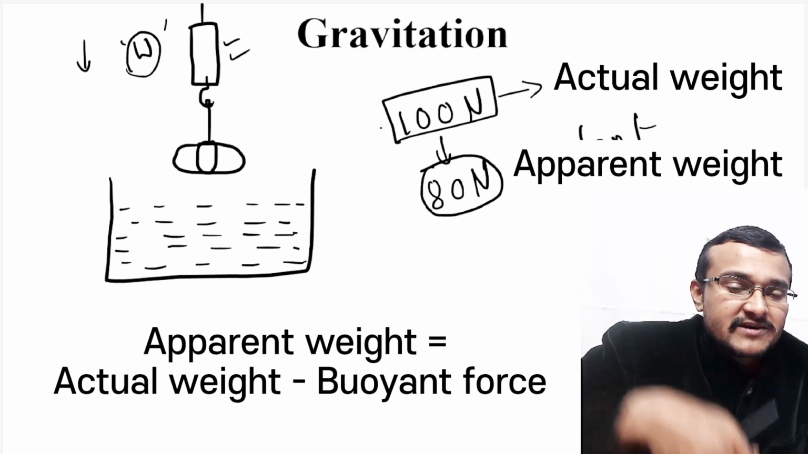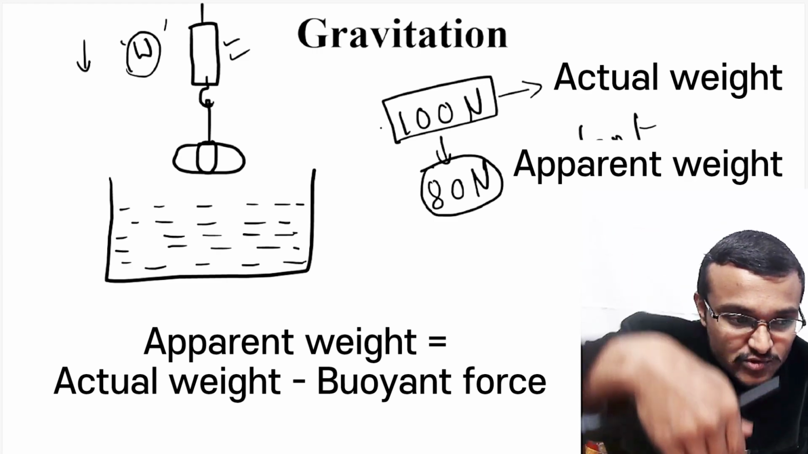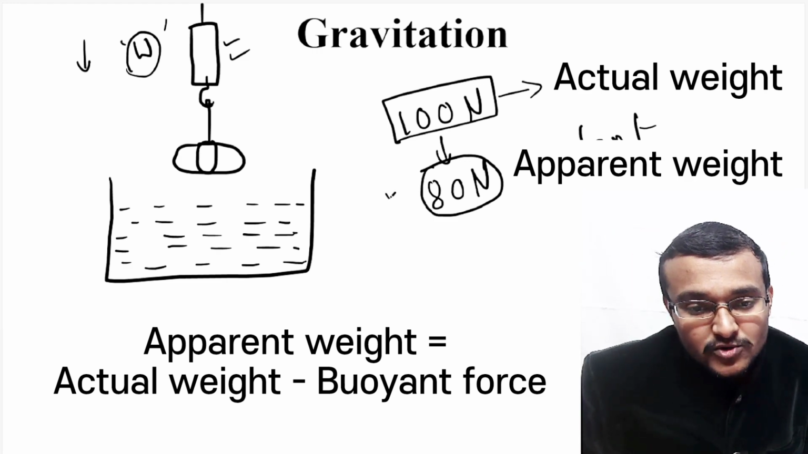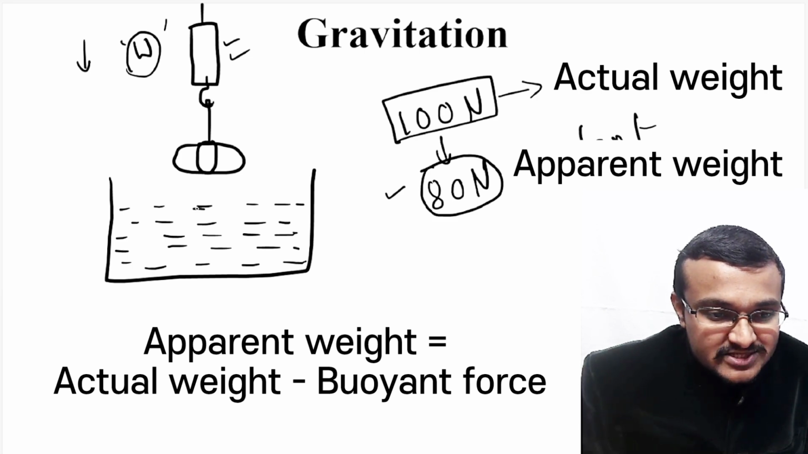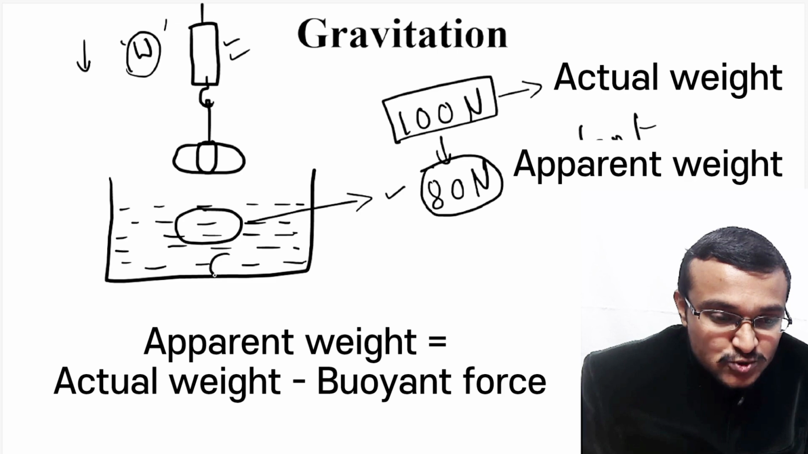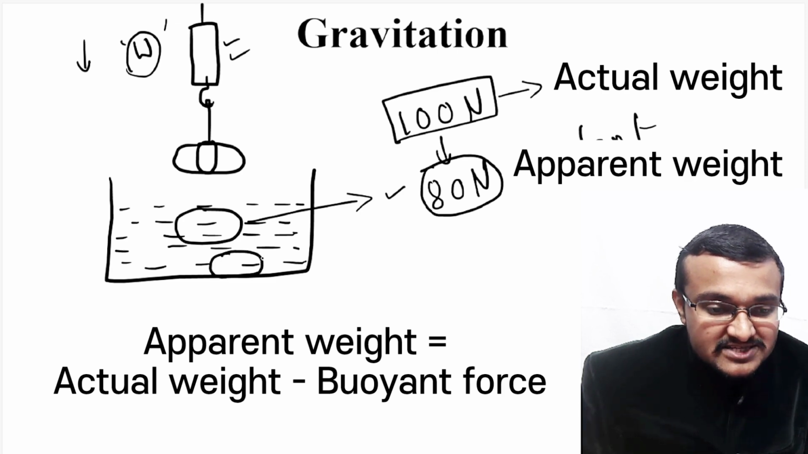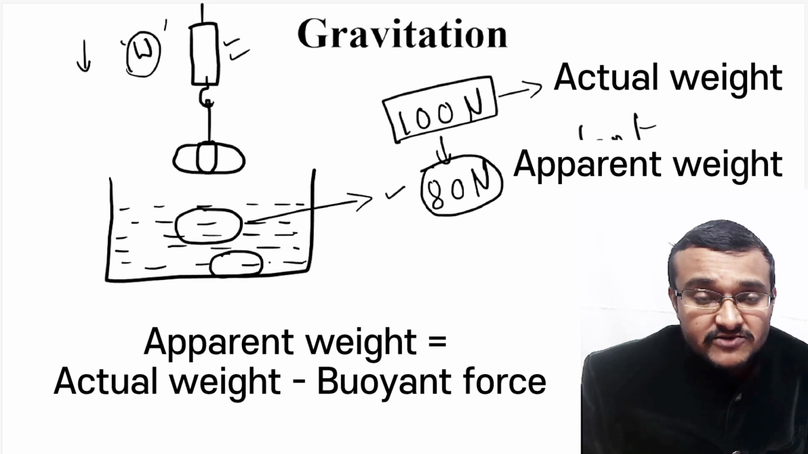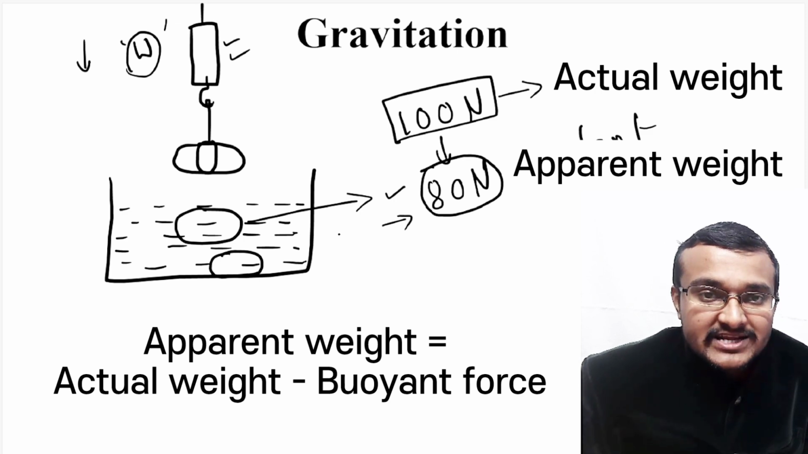Even further, after dipping that stone fully, even if you take it deeper and deeper, still the value will be 80 Newton only. So for example, if this stone is completely dipped like this, at that time the weight was 80 Newton. Even if this stone is brought till the bottom surface of this container, still it will be showing 80 Newton.